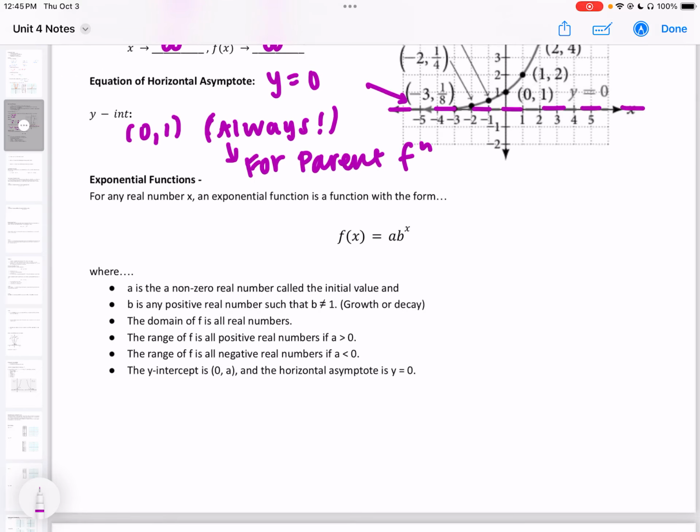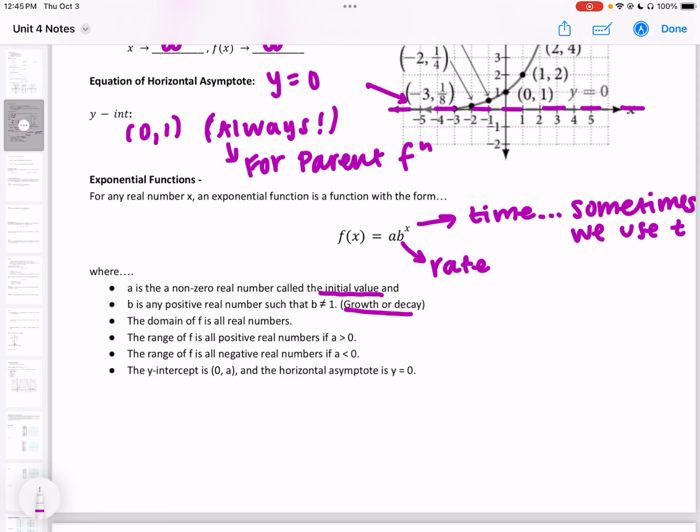All right, let's take a look at the equation of an exponential function. We have f of x equals a times b to the power of x. A is the initial value. B is your rate. I like to call it the rate of growth or rate of decay. X is going to be your time. Sometimes we use t. They are interchangeable. We've already talked about domain and range.